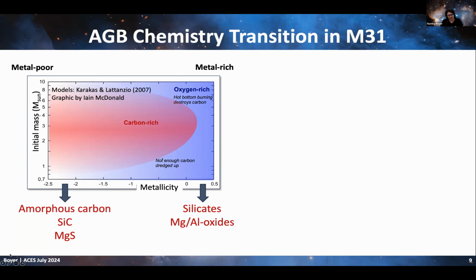And we don't know exactly where this boundary is. I'm just showing one particular set of models here, but this boundary changes depending on which models you have. If you're on this side, making a carbon star, you're making things like amorphous carbon, silicon carbide, magnesium sulfides. If you're on the oxygen-rich side, you're making silicates and other oxides.